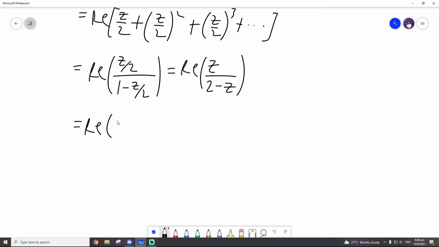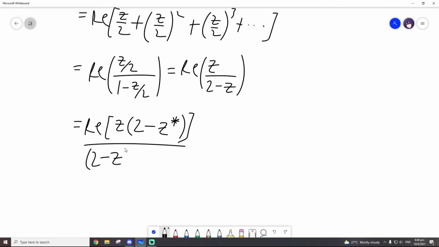So this is going to be the real part of z times 2 minus the conjugate of z, and then the bottom is going to be divided by 2 minus z and 2 minus z conjugate. And the denominator is now a real number. We can be sure of that.